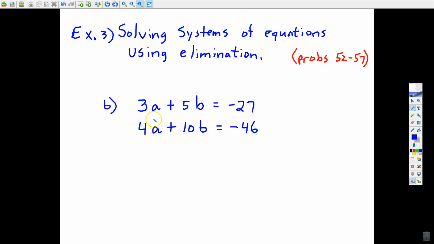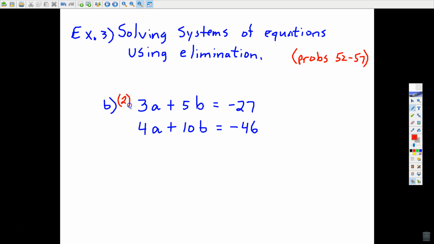Okay, sometimes the terms don't just automatically cancel, and we looked at this earlier. So let's find the easiest way to cause either A or B to cancel with addition or subtraction. Since I noticed that if I did 5 times 2, I would get 10, and that would make a match here, then I'm going to multiply the top equation by 2.